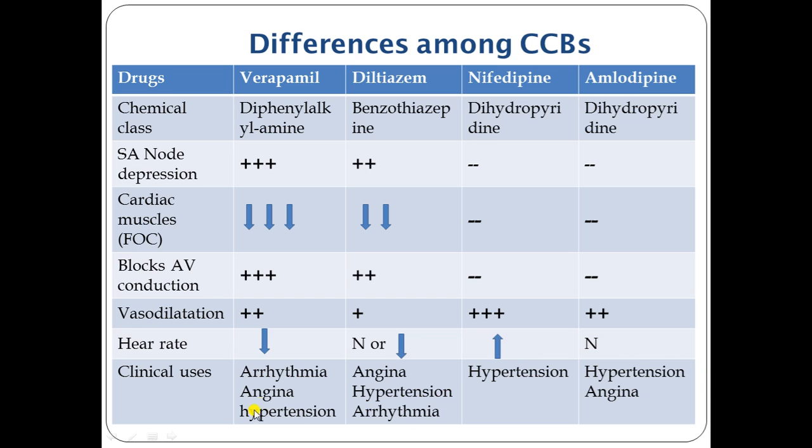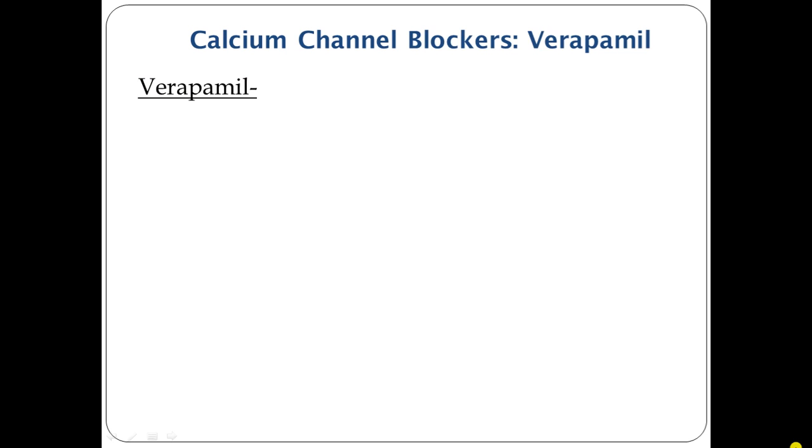So clinical uses: verapamil can be used for pathology related to the heart, like cardiac arrhythmia, angina and hypertension. Diltiazem is also used for angina, hypertension and arrhythmia, while nifedipine and amlodipine are used mainly for hypertension, and amlodipine can be used for angina also. Now we see the individual drugs.